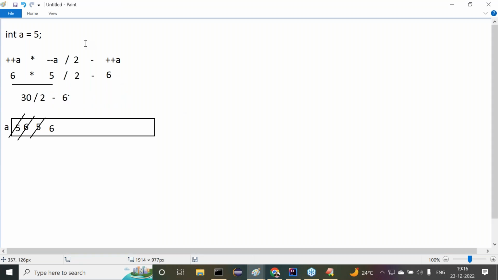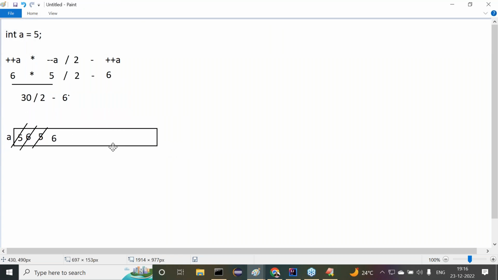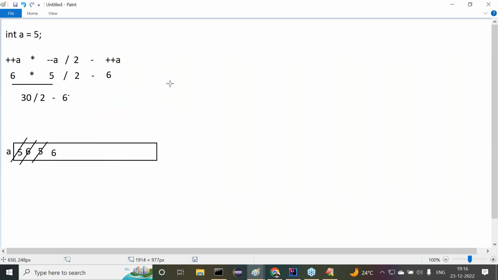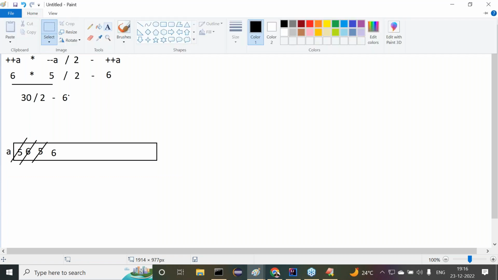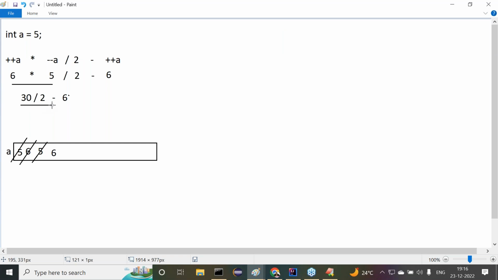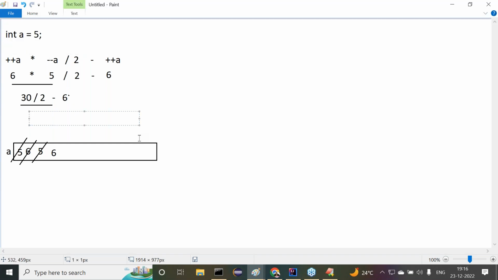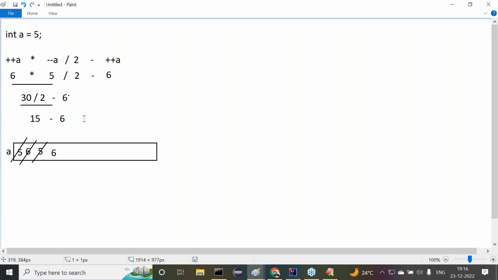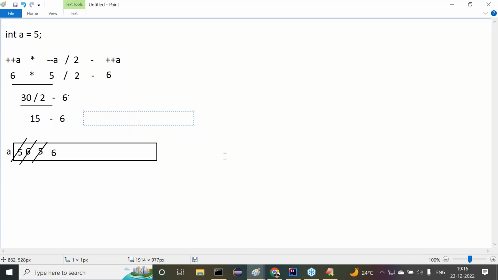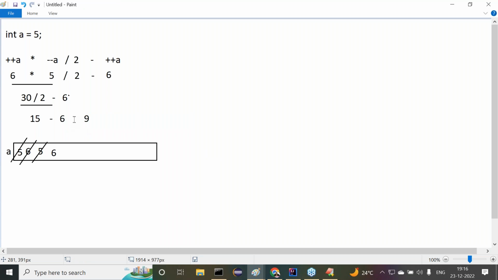What next? Minus 6. Again here, slash and minus, two operators are available. The slash operator gets more priority. So which operation will be performed first here? 30 slash 2 must be performed first. Then what's the value we are getting? 15 minus 6. What is the resultant value? 15 minus 6 is 9. 9 is the value we are getting.